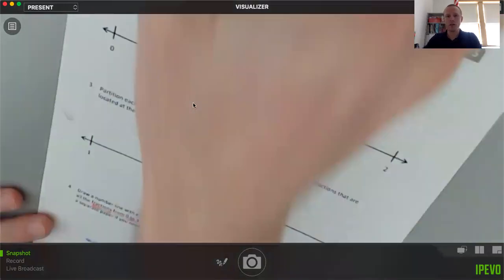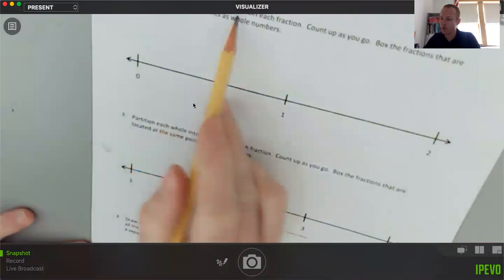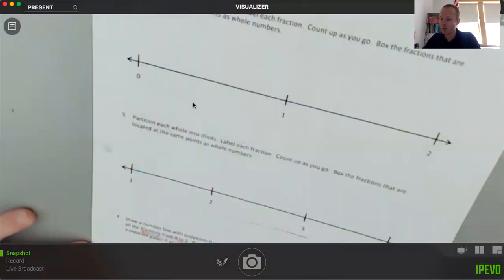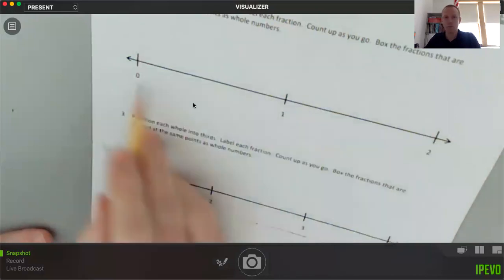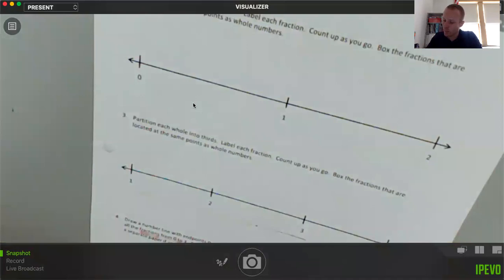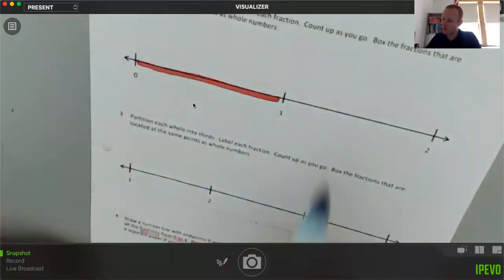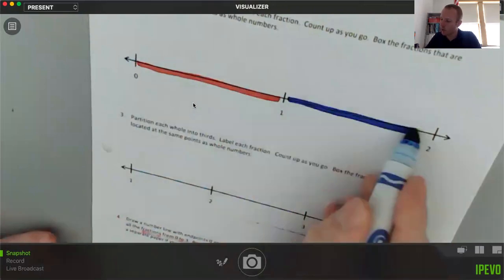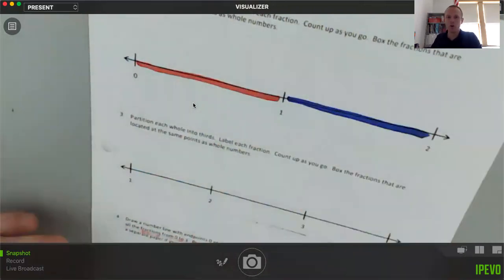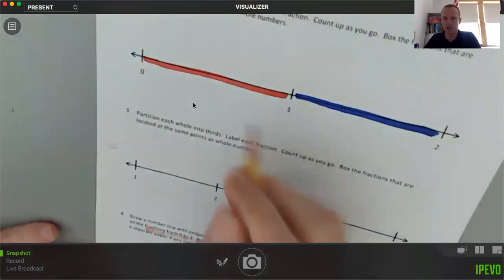The next part says to partition each whole into fifths, label the fractions, count up as you go, and box the fractions just like we did a minute ago. So we're going from 0 to 2. Again, I'll color code these for you. Pink, blue. Those are our two wholes there. If you're doing this at home for homework, it might be helpful to get a crayon or a colored pencil or marker and do the same thing that I'm doing.